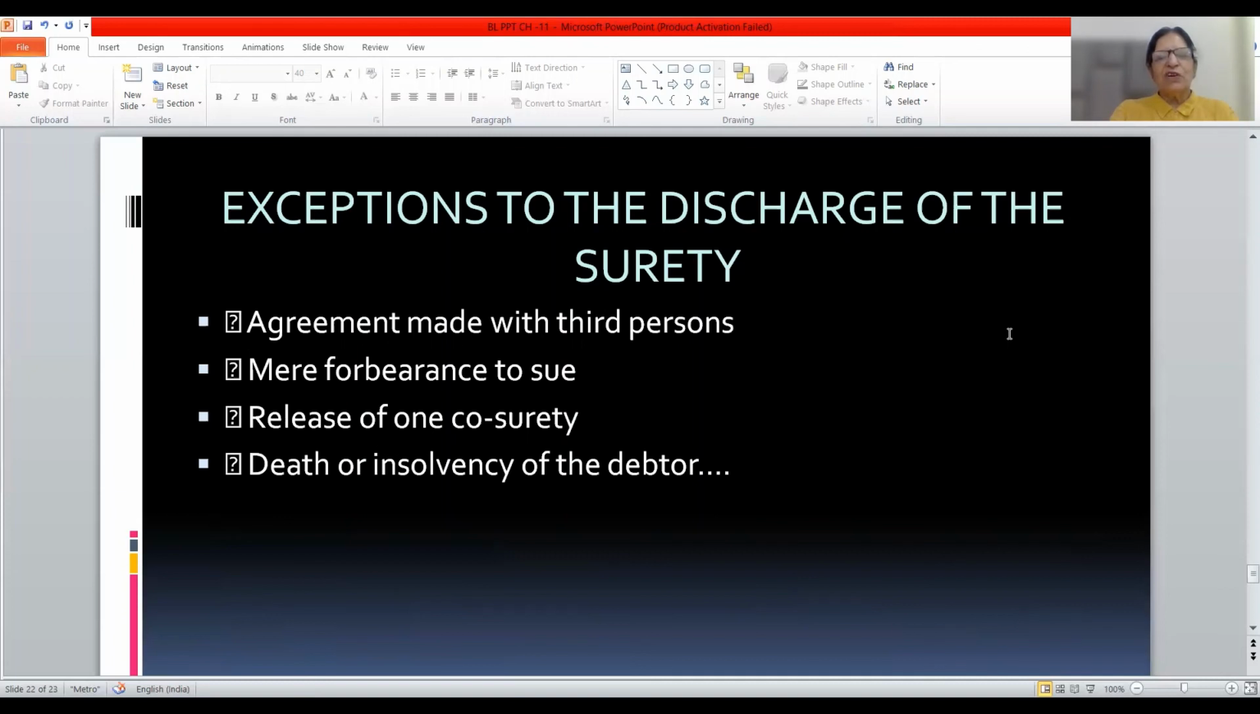Death or insolvency of the debtor. Now, if the debtor dies or becomes insolvent, it does not mean the surety will be discharged from his liability. The surety will be liable. So surety and debtor are different persons in the eyes of law. Sometimes we find, friends, the surety may be discharged, but the debtor may not be. But at other times we find the debtor may be discharged, but the surety may not be.